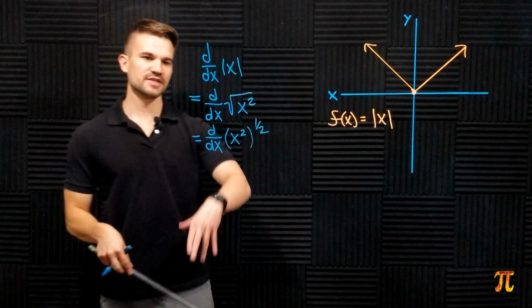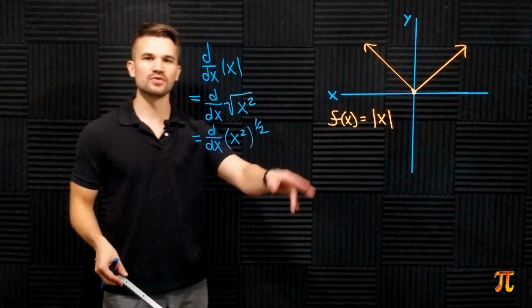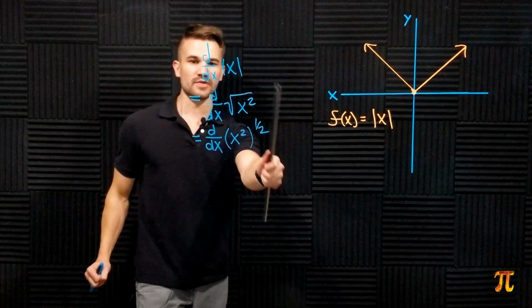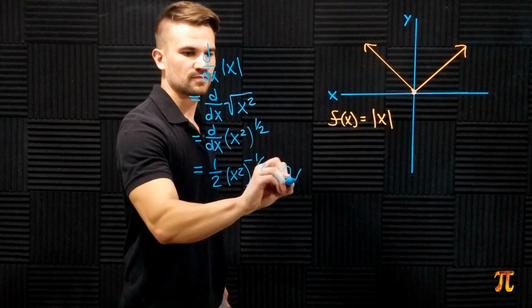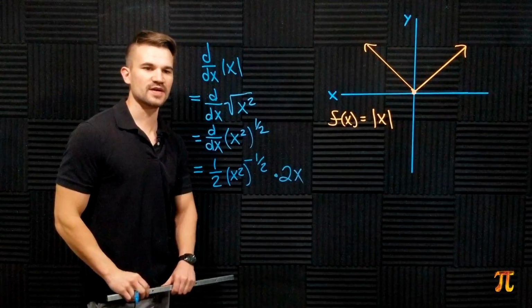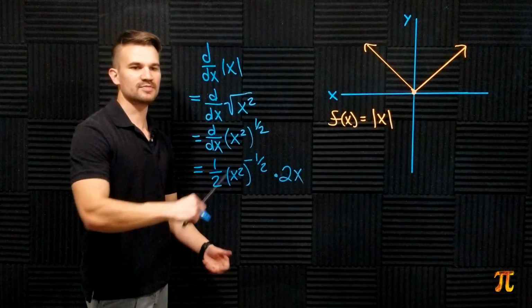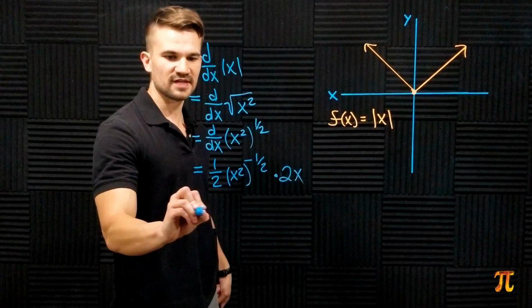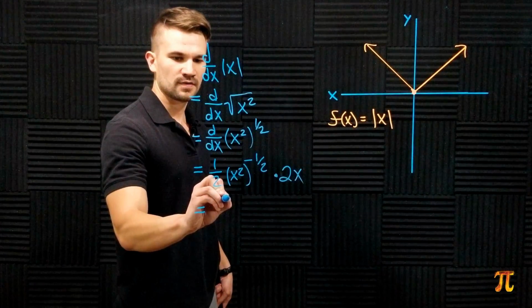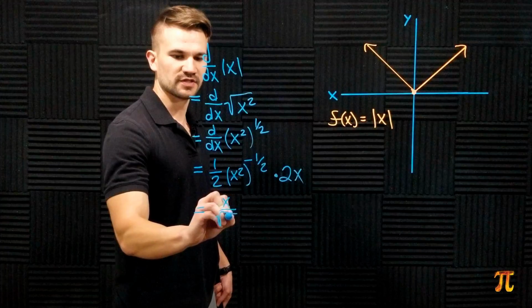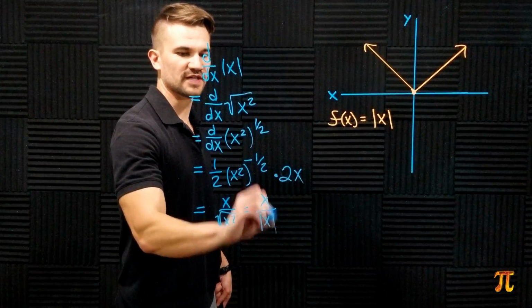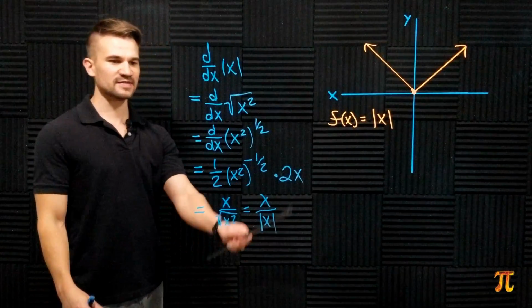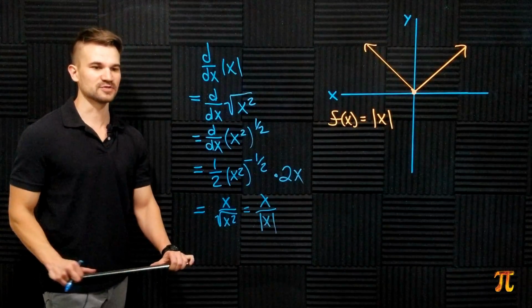So if we take the derivative, we are going to use the power rule, and then the chain rule, and then this rule, and the that rule, so that we have this. So we get 1/2 times x squared to the minus 1/2 times 2x. And if we clean this up, we get x divided by the square root of x squared, which is x divided by the absolute value of x. So the derivative of the absolute value of x is x divided by the absolute value of x.